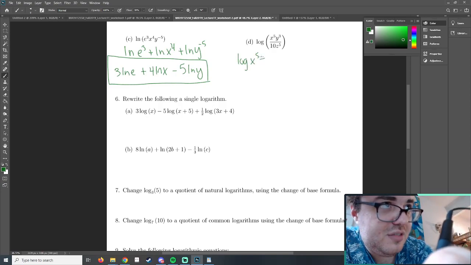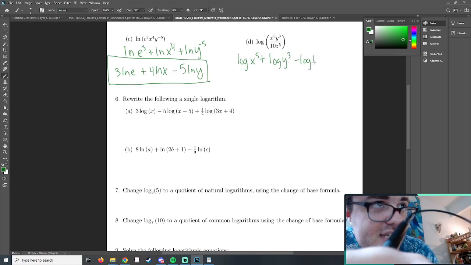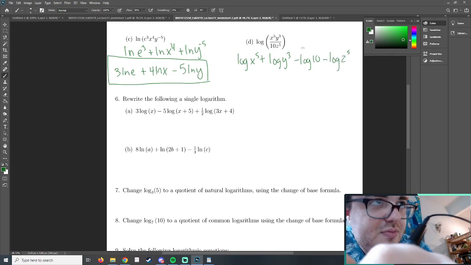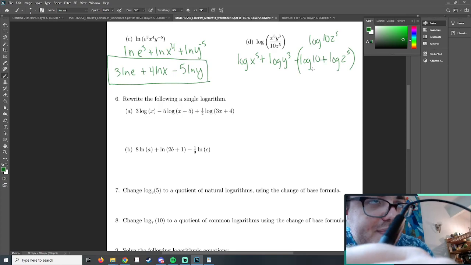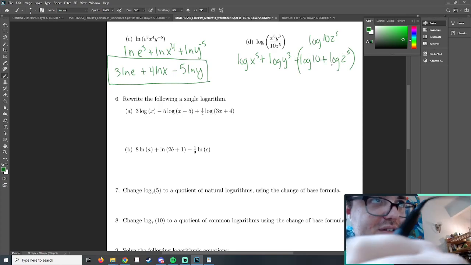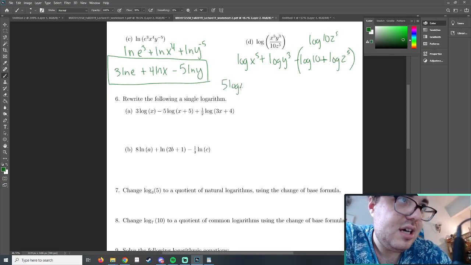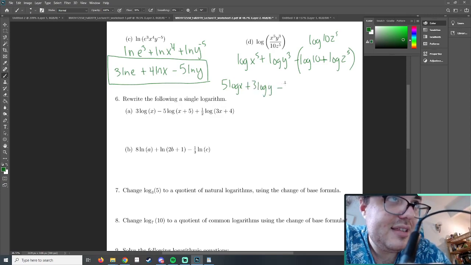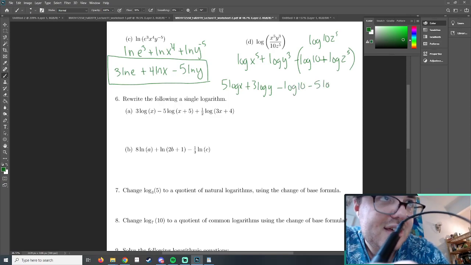Log of x to the fifth plus log of y cubed minus log of 10 minus log of z to the fifth. Notice you can think of this, you first did minus log of 10z to the fifth, and then you split this up with the product rule, but then this minus distributes. So this all ends up being 5 log x plus 3 log y minus log 10, which is just 1, minus 5 log z.